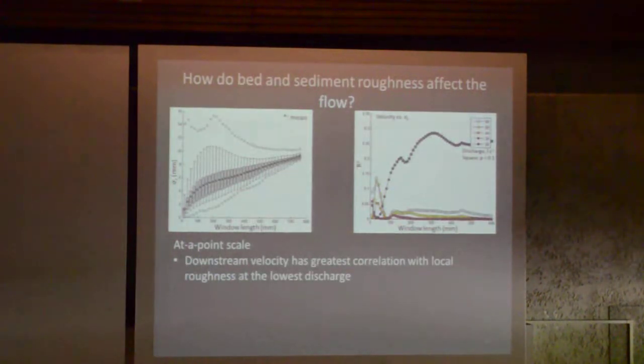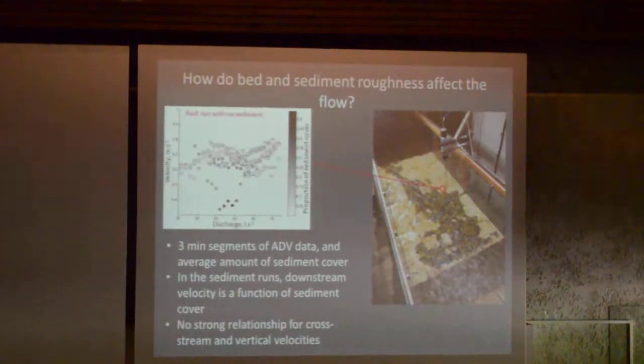However, if instead of looking at Manning's n, we just look at the flow velocity data themselves, we actually get quite a different relationship, whereby the only significant relationship is for velocity at the very low discharge, and we tend not to get any significant relationships for the higher discharges. So again, it suggests that this is not necessarily a straightforward relationship, and what's applicable to one set of discharges may not necessarily be applicable to other discharges.